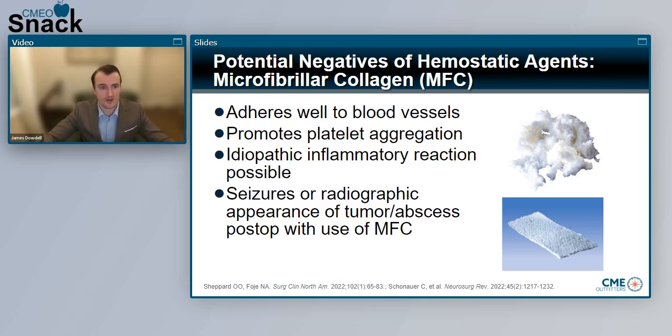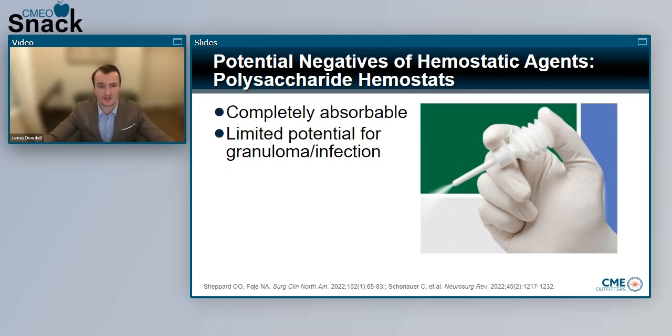All right, so that's going to be important for when we're making determinations of what products we should use. Polysaccharide hemostats, this is the Arista. This is actually completely absorbable and limited potential for granuloma and infection. I think this has a very favorable property. It's just I don't have it available in my hospital.